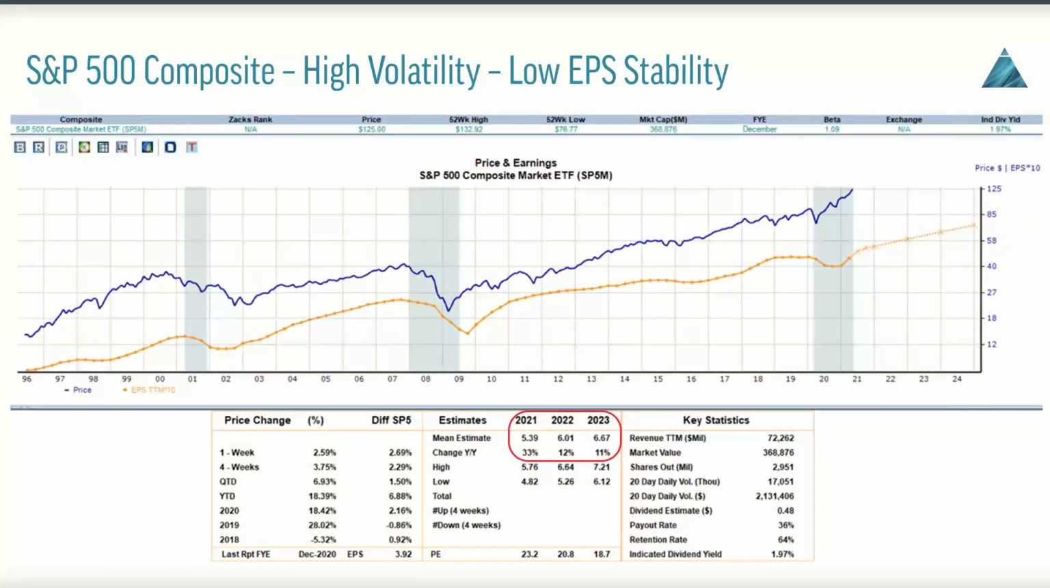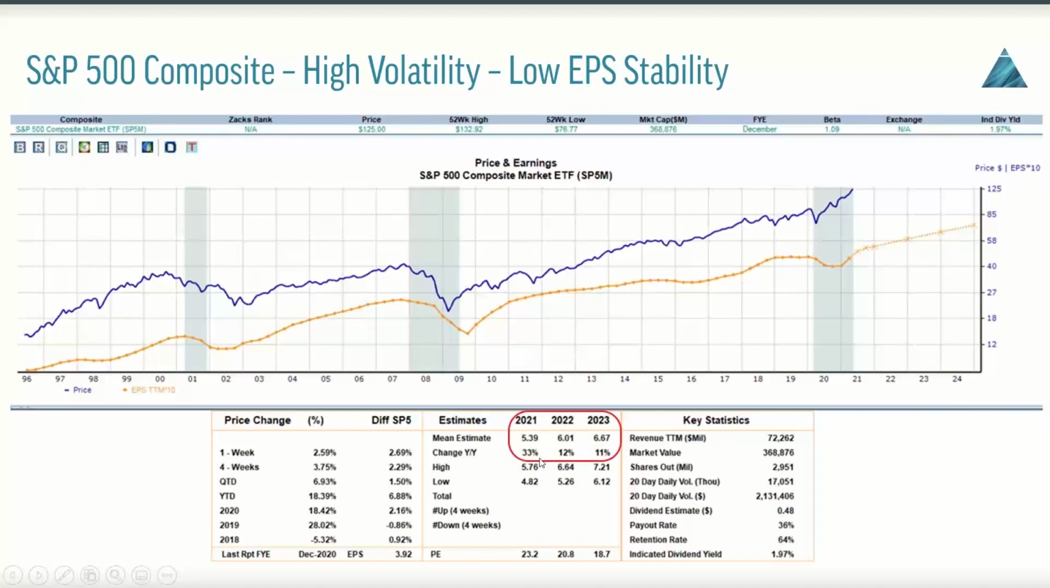Okay, so we'll go ahead and get started by looking at the S&P 500 composite. A little bit of a review from last week, but not much. Remember that it's high volatility in terms of price, low earnings stability in terms of the earnings and the manner in which the S&P 500 itself moves through economic cycles. And that can be seen here with our FY1, FY2, and FY3 consensus estimates coming in from our estimate contributors here at Zacks.